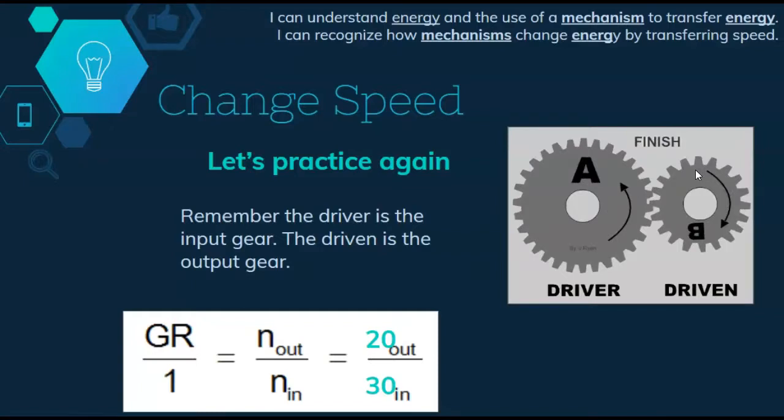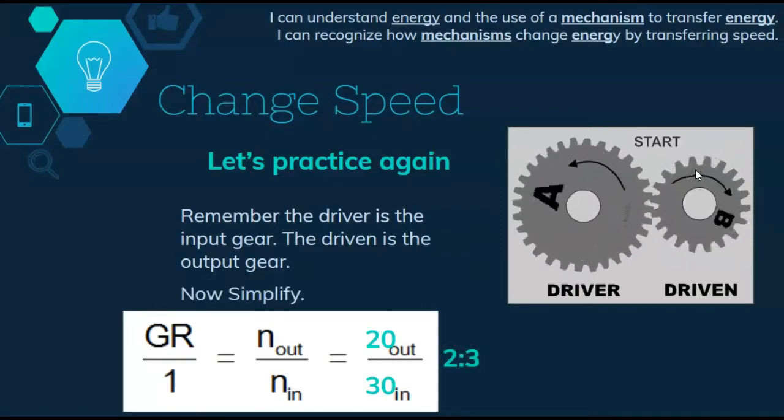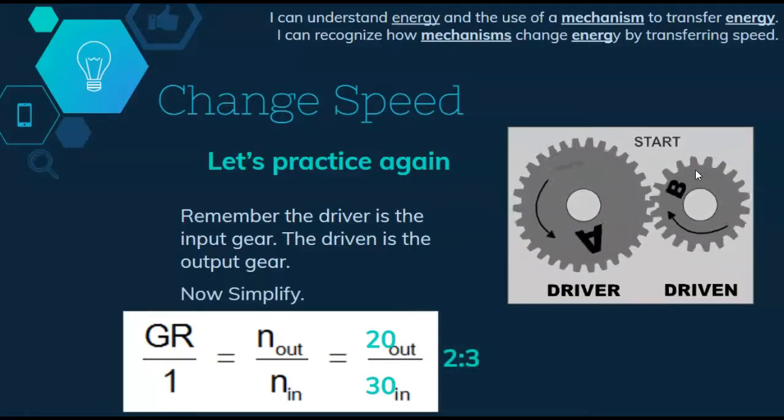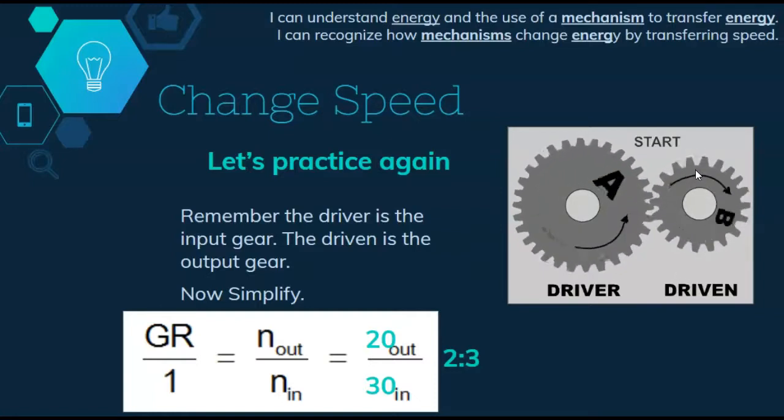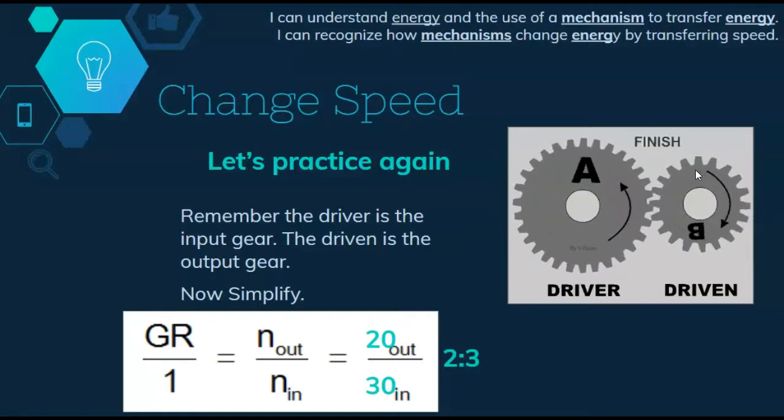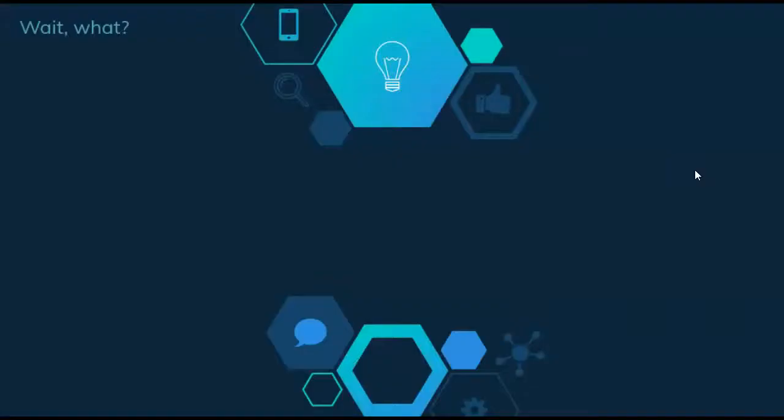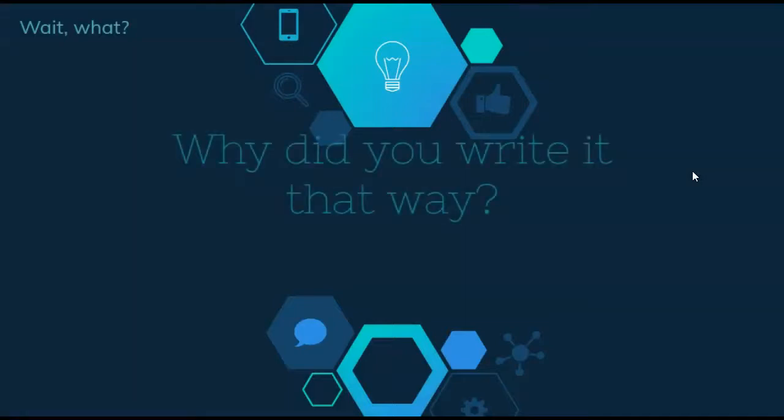The next step is to simplify. When we simplify, we get 2 to 3. That's how we communicate it. 2 to 3, and we write it as 2:3. Wait, what did I just do there? Why did I write it that way?